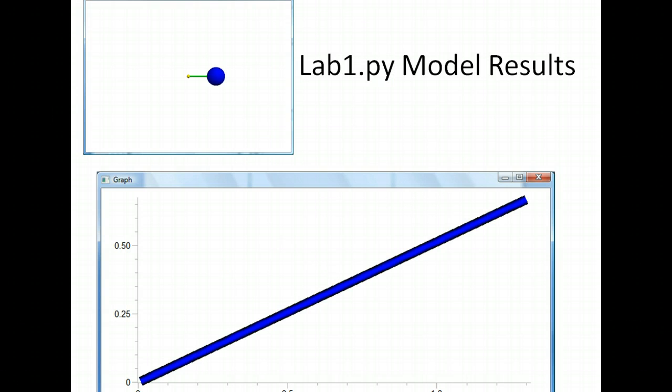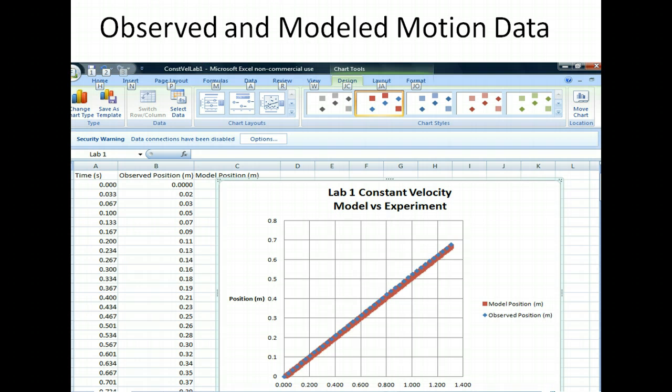The results of running the Lab 1 Python model are shown with the little ball representing the puck. It traveled to the right because I had rotated the axis around and defined that. I didn't know how to change that in the Python model. And then the graph showing the velocity and positions at a constant velocity.